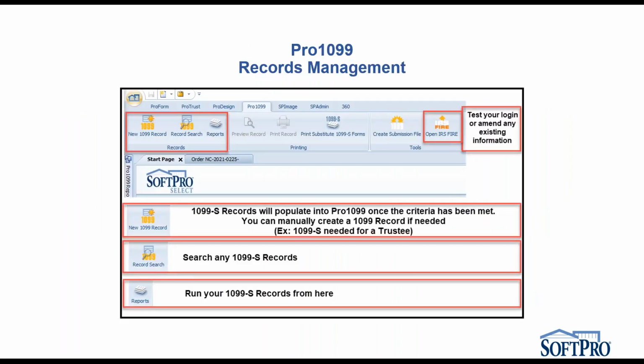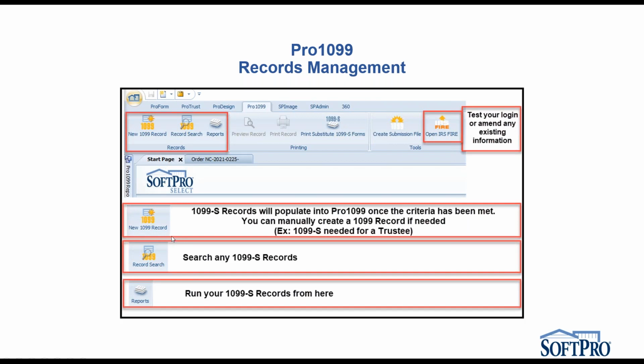For Pro 1099, for my Classic and Standard Enterprise people, it is the exact same thing that you're going to see on the screen. However, yours is a separate module, whereas in Select, you can see that they have ProForm and Pro 1099 within the same program. You have the ability to do your record searches. When you come in, you have the ability to create a new record. You also have the ability to search.